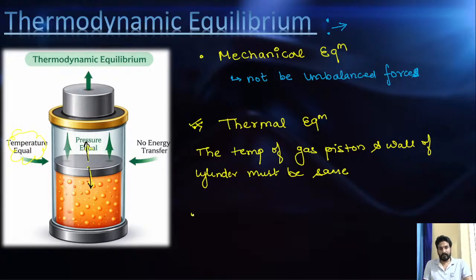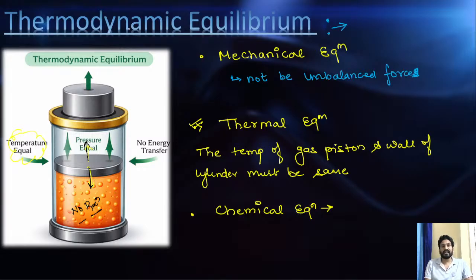Now, the third equilibrium will be chemical equilibrium. What is the meaning of chemical equilibrium? Very simple. Let's suppose my working gas is ammonia. If it remains ammonia, it means there is no reaction at all in this gas system. If no chemical reaction is going on, then we can say that this is my chemical equilibrium.